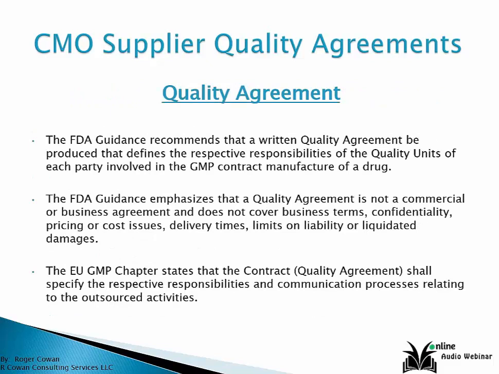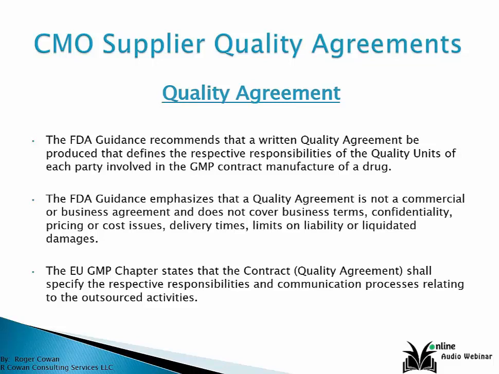Now, the FDA guidance recommends that a written quality agreement be produced that defines the respective responsibilities of the quality units of each party involved in the GMP contract manufacture of a drug. The FDA guidance also emphasizes that a quality agreement is not a commercial or business agreement. Therefore, it does not cover such things as business terms, confidentiality, pricing or cost issues, delivery times, limits on liability, or liquidated damages.